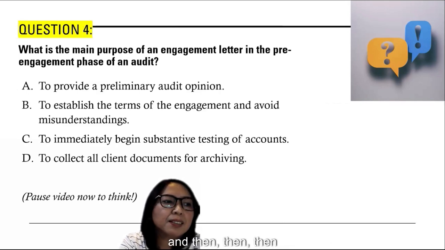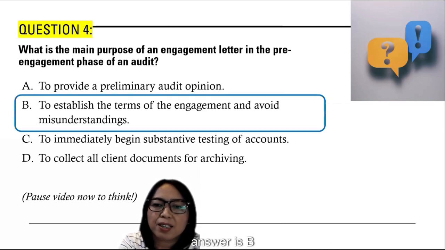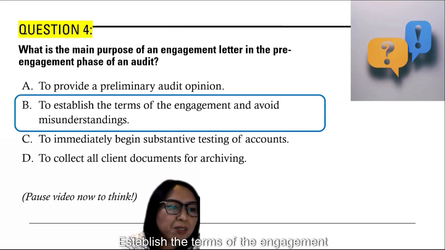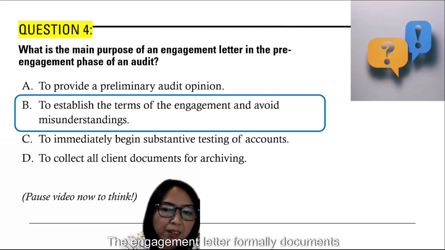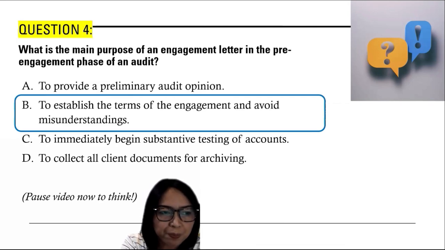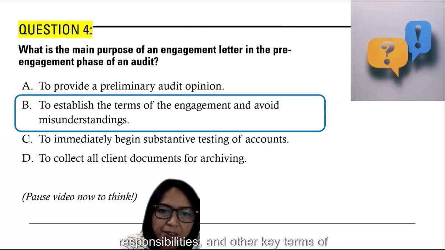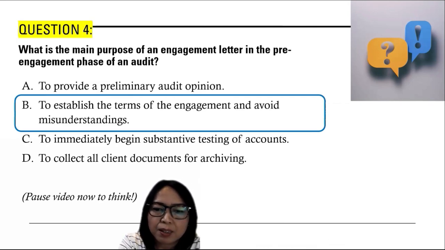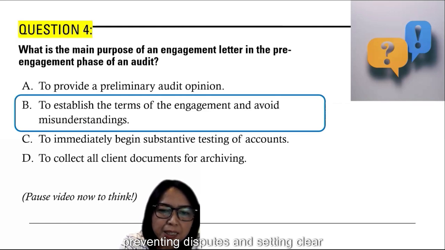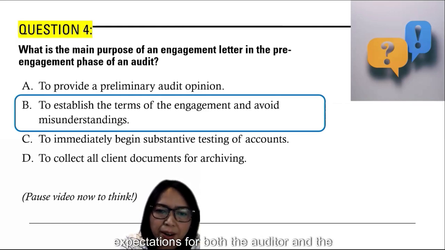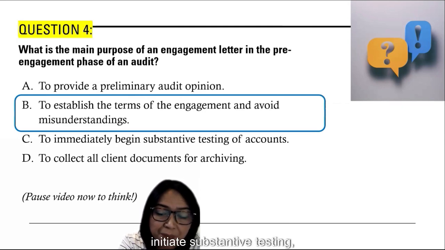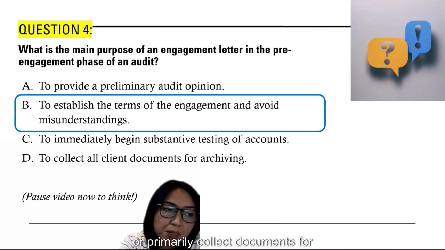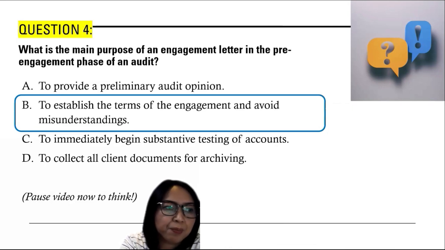The correct answer is B. To establish the terms of the engagement and avoid misunderstandings. The engagement letter formally documents the scope, responsibilities, and other key terms of the audit, preventing disputes and setting clear expectations for both the auditor and the client. It does not provide an opinion, initiate substantive testing, or primarily collect documents for archiving.